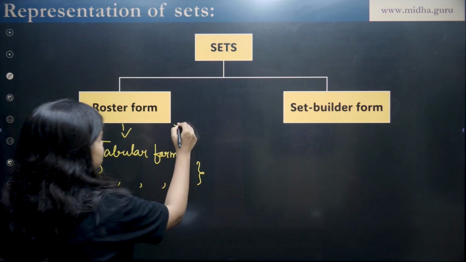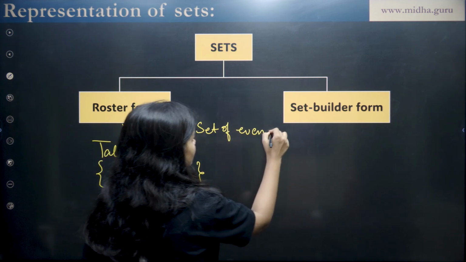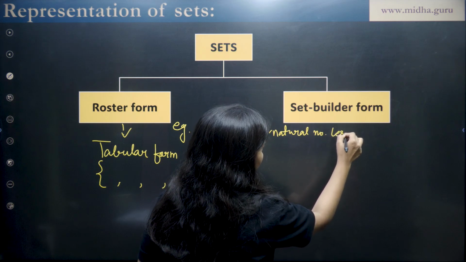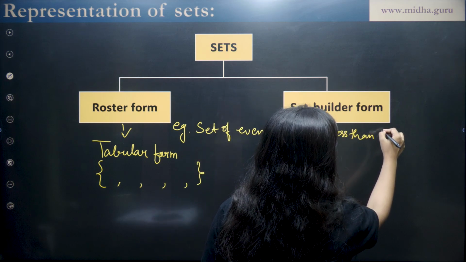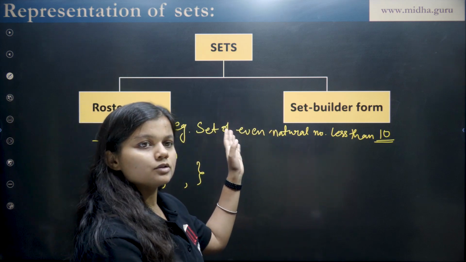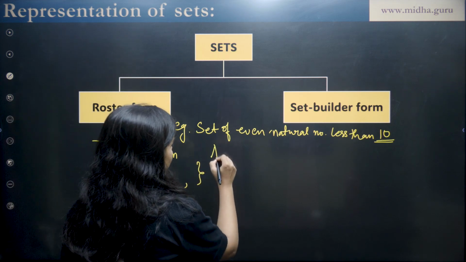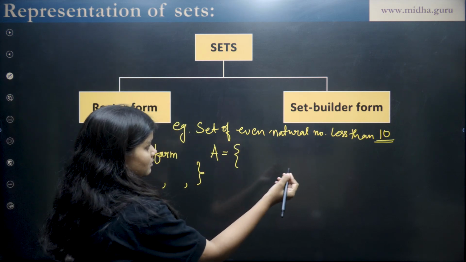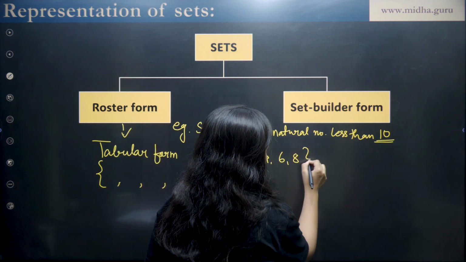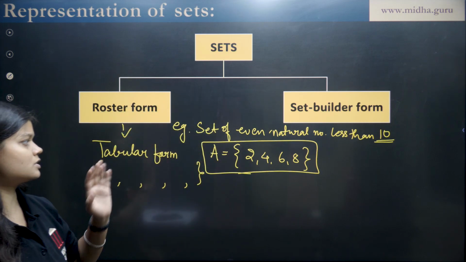For example, let's take an example. Set of even natural numbers less than 10. To represent this in roster form, let us consider the set A of even natural numbers less than 10. So it is 2, 4, 6 and 8. So this is the representation of a set in roster form.